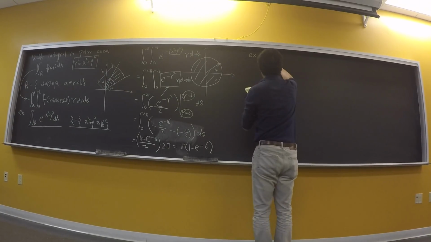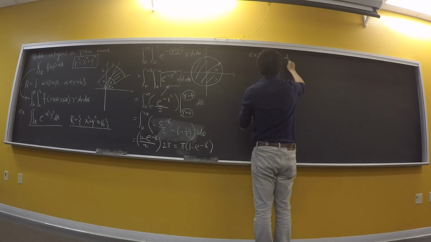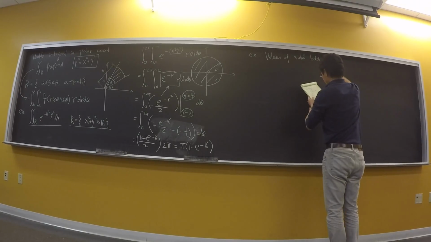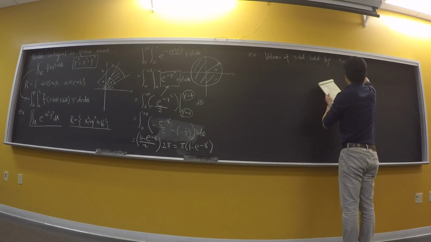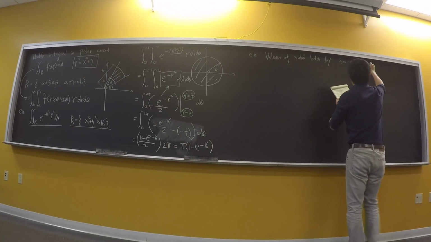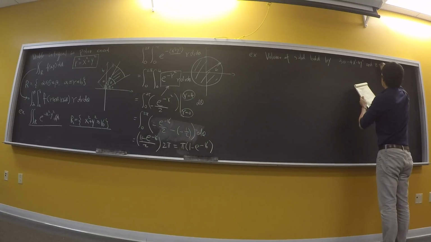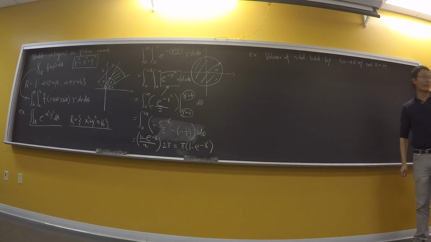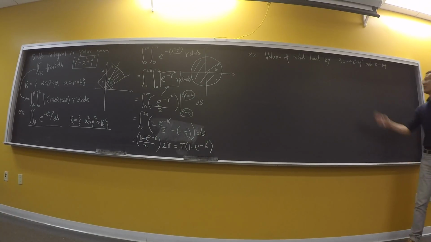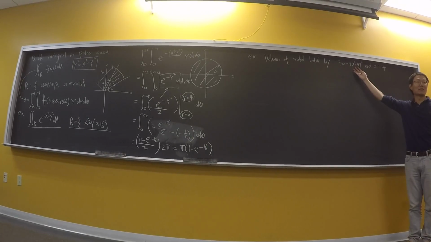I want to find the volume of the solid bounded by z equals 30 minus 4x squared minus 4y squared, and z is equal to 14. So I want to find the volume of a solid bounded by these two surfaces, basically. So, testing again: what is this surface?